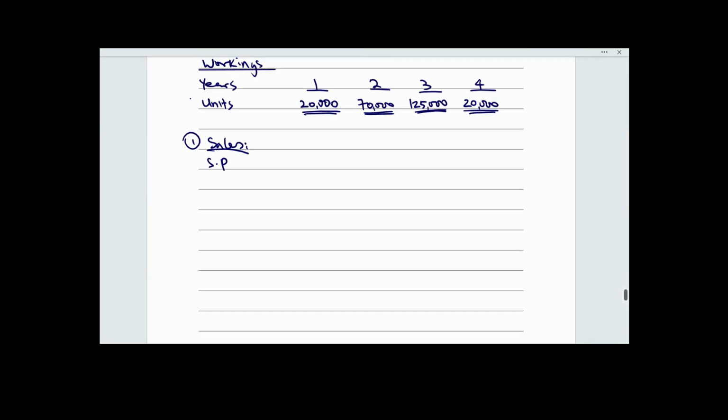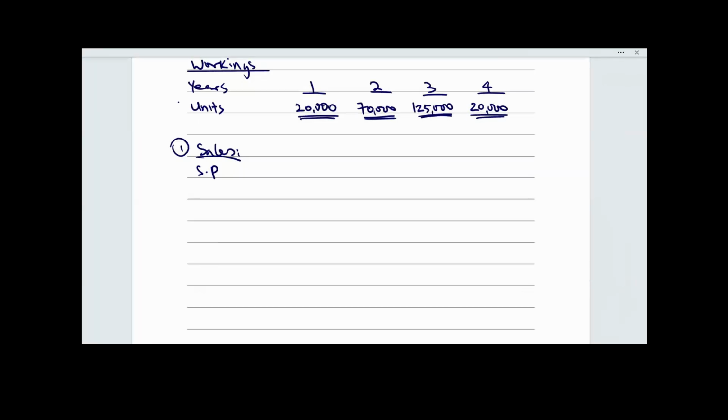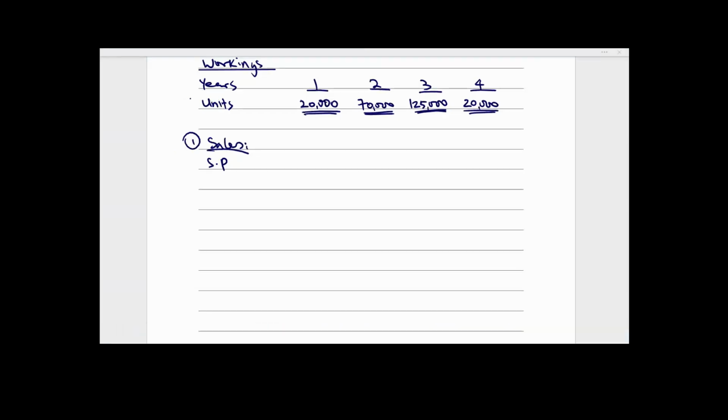I will then go back to the question. I want to inflate selling price. Examiner has given us different selling price for the respective years. So if that is the case, selling price for the first year is 2,000. What's the selling price for the second year? 2,200. Year 3, followed by 1,600. Year 4.